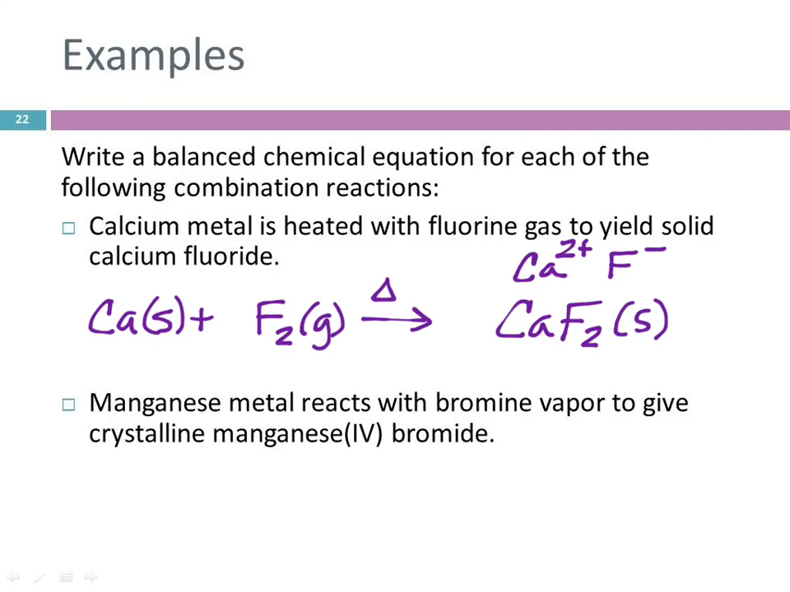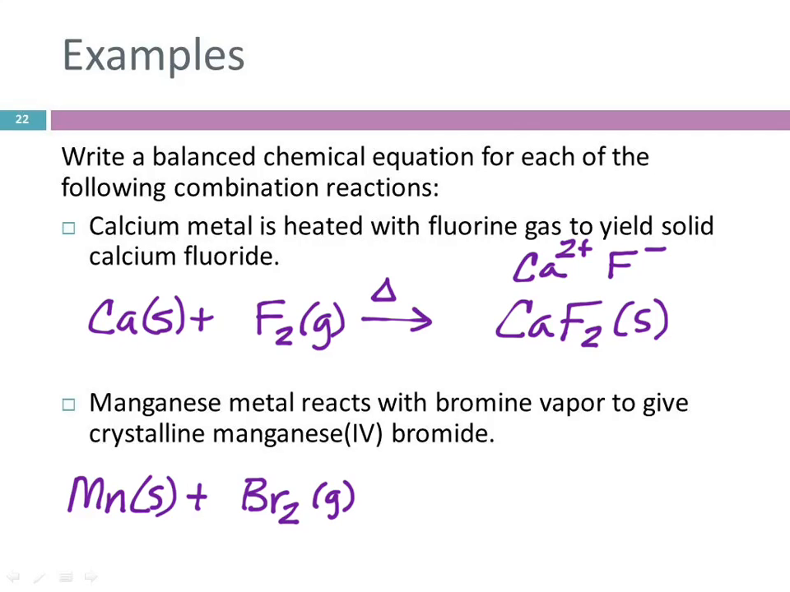Manganese metal reacts with bromine vapor to give crystalline manganese 4 bromide. Well, what's the symbol for manganese? Mn. So Mn, and that's going to be a solid. There's only one metal that's liquid at room temperature, it's mercury. All the other metals are going to be solids. Plus, it's reacting with bromine. What's the formula for elemental bromine? Br2. And what's the state on this? So I've got one person saying gas, one person saying solid. What does vapor mean? Vapor means a gas. So this is a gas.